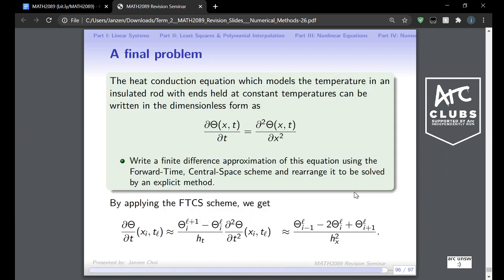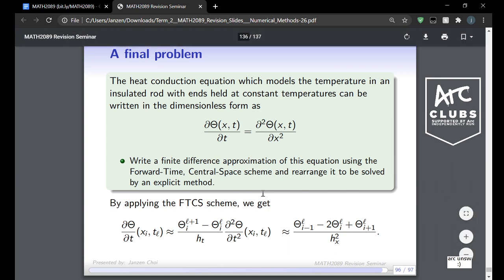Final problem. A lot of the numerical method past papers have PDEs as the final problem, so I guess this is quite important to get a grasp of.